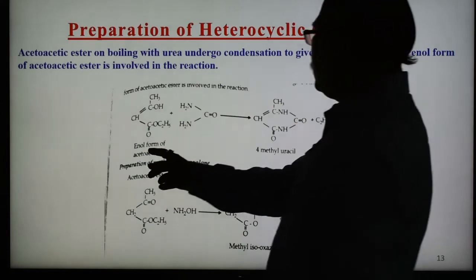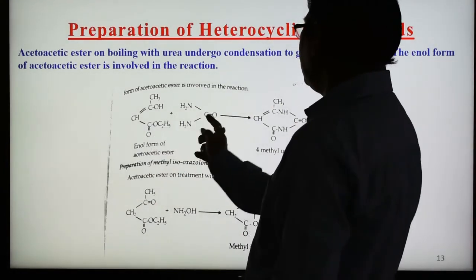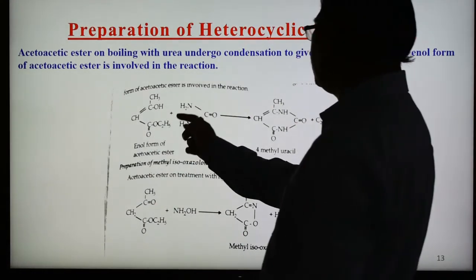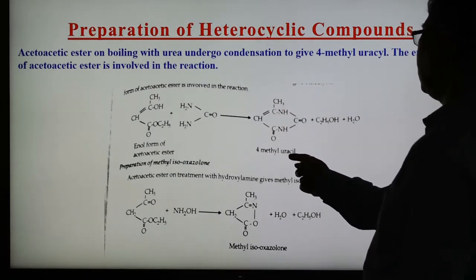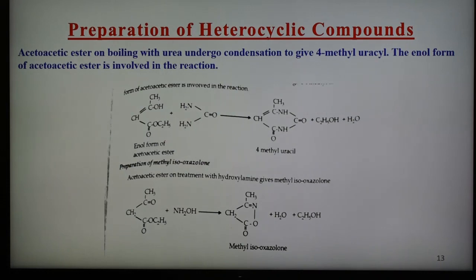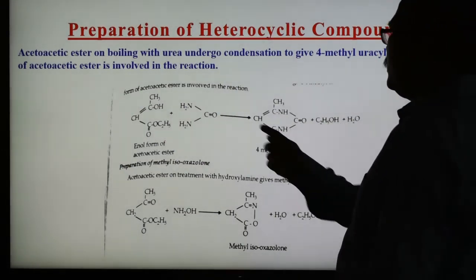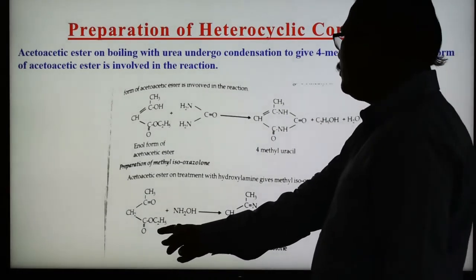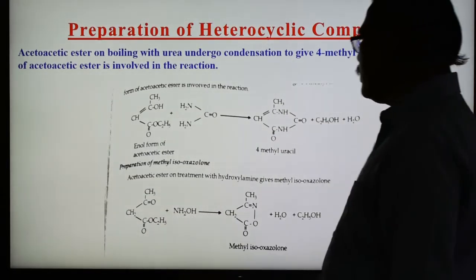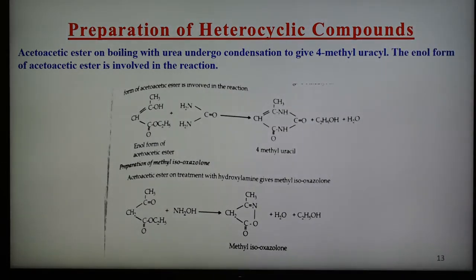So this is the enol form of acetoacetic ester reacting with urea, NH2CONH2, and forming 4-methyl uracil, with ethyl alcohol and water as the other products. So this type of compound is formed from the enol form of acetoacetic ester. And the second is the preparation of methyl isoxazolone, where the keto form of acetoacetic ester is involved.